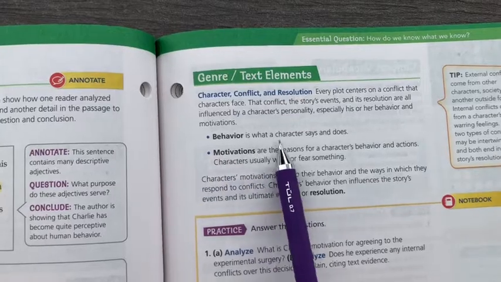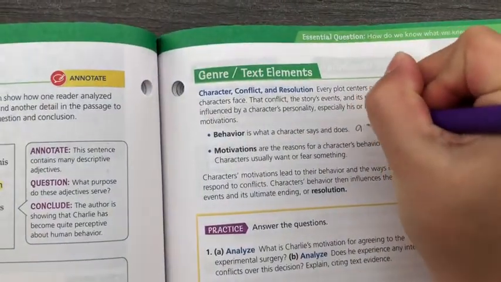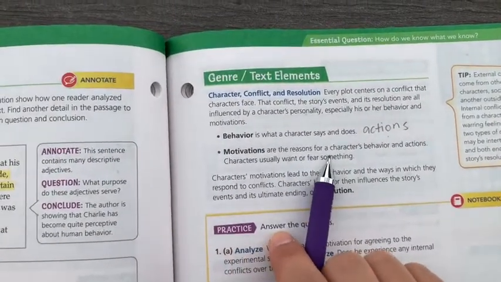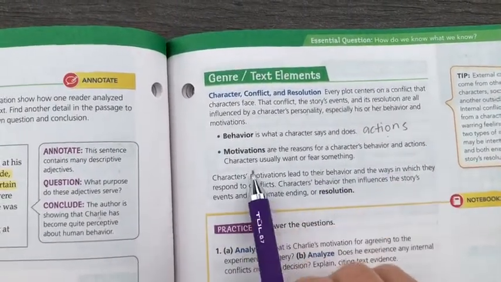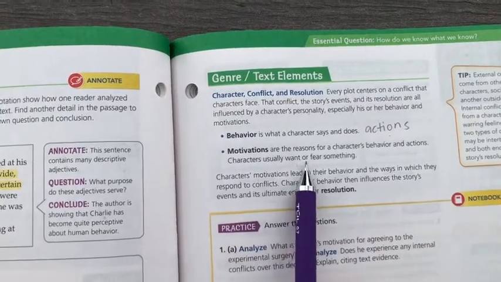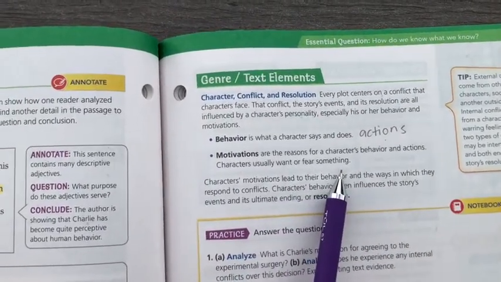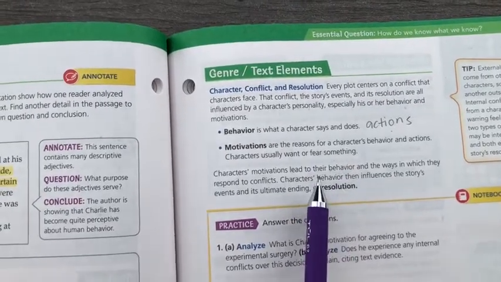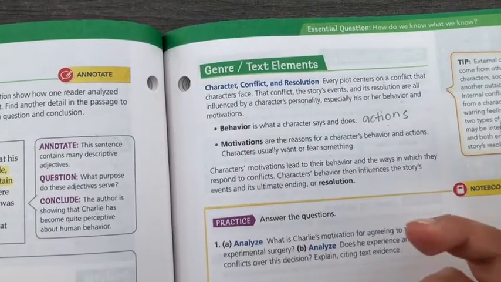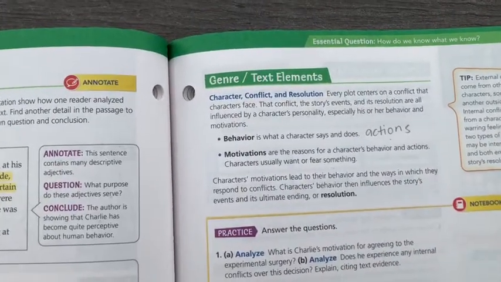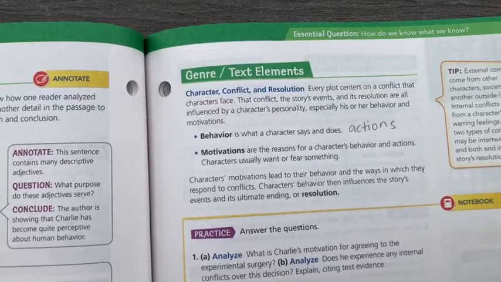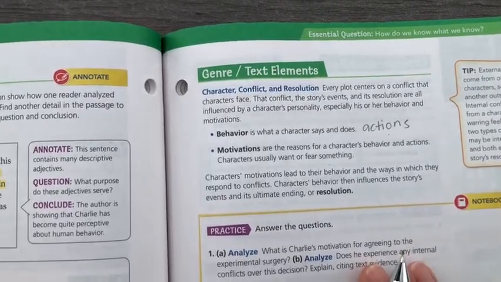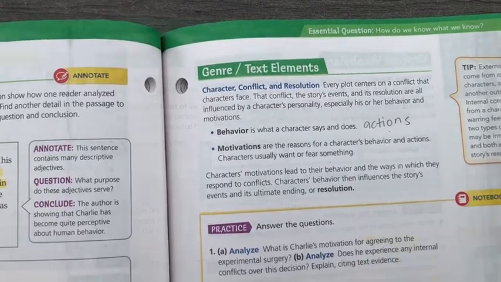So again, the behavior is what a character says and does, their actions. And the motivations are the reasons for a character's behavior and actions. Characters usually want something, or maybe they fear something, and so that's why they may be avoiding something, or they may be fighting against something, right? They're like people. They're supposed to reflect what people are like in real life. And we all want certain things, and we're all driven by certain desires, right? And so that influences our behavior.